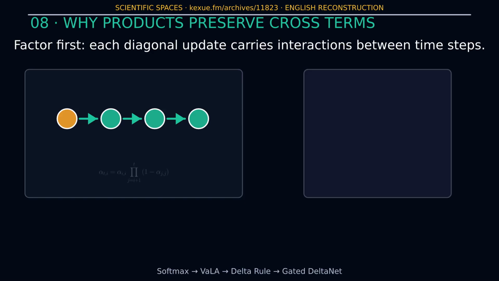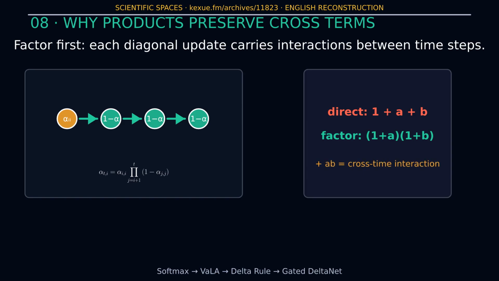Factoring first gives (1 plus a) times (1 plus b), which also contains the cross term ab. Those cross terms are interactions between time steps. The factorized view explains why preserving products can make the approximation more faithful.